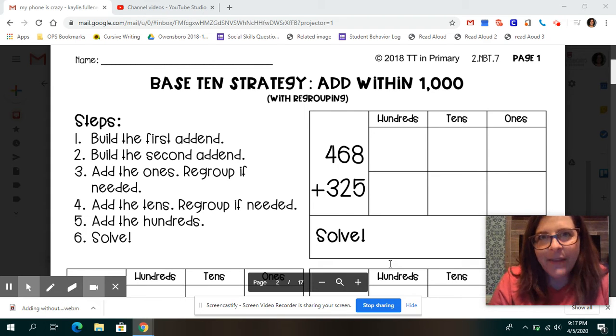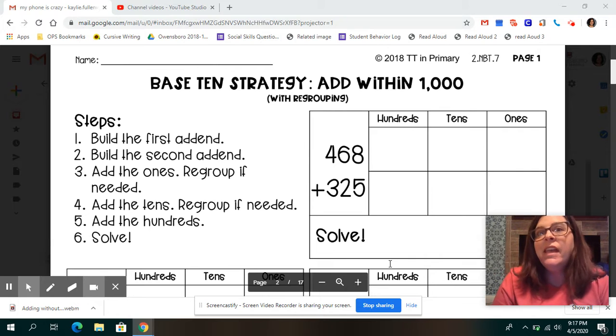Hi, Cravens Cubs. In this video, what I'm going to go over is adding with regrouping. These are going to be problems where you're going to have more than 10, so you're going to have to do a little bit of regrouping.